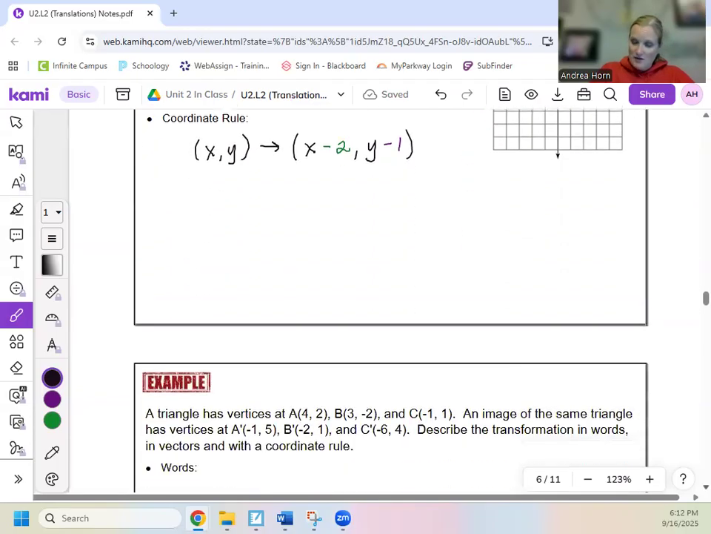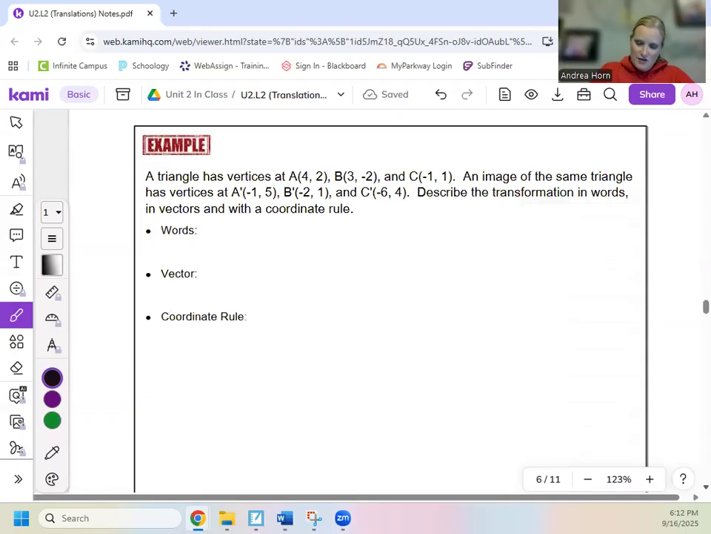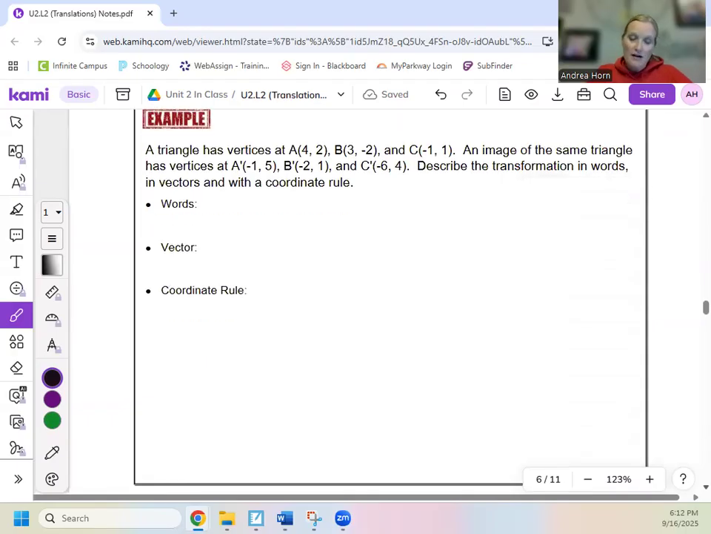Okay, now that we've done one together, I want you to do this one on your own. A triangle has vertices at A(4, 2), B(3, -2), and C(1, 1). An image of the same triangle has vertices at A'(-1, 5), B'(-2, 1), and C'(-6, 4). Describe the transformation in words, in vectors, and with a coordinate rule. All right, so pause the video and go ahead and try to write these.